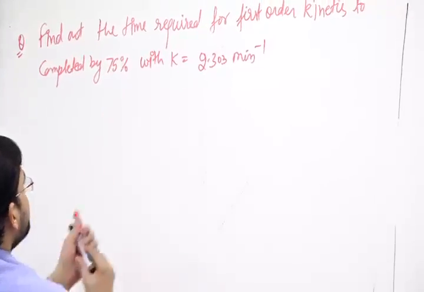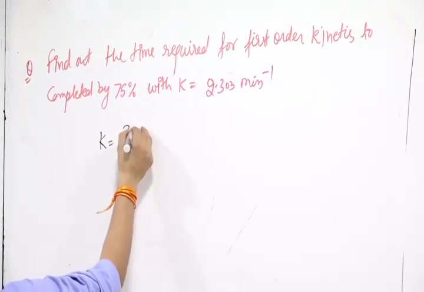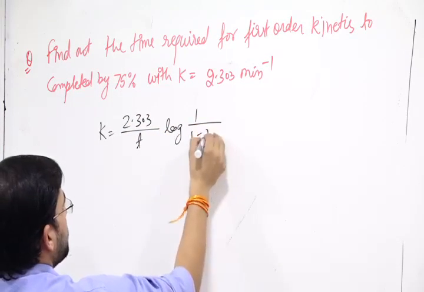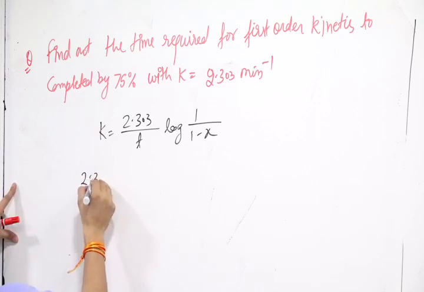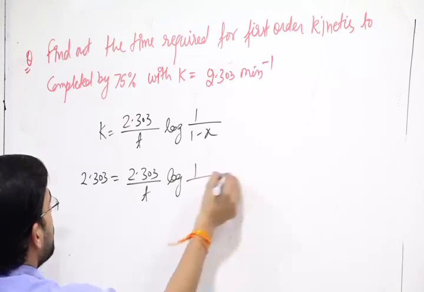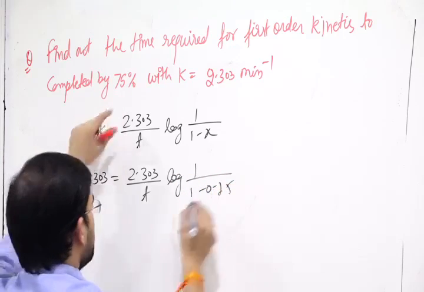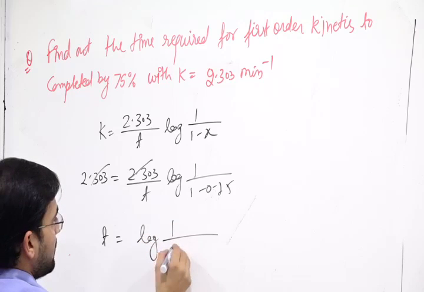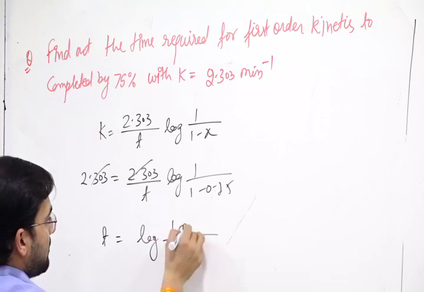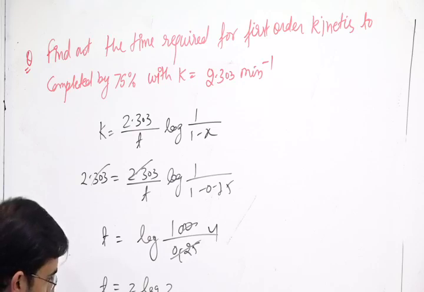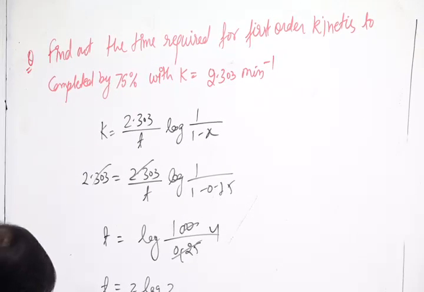We'll see now. The formula we will use is K equals 2.303 by T log of 1 by 1 minus x. K is given as 2.303, so 2.303 equals 2.303 by T log of 1 by 1 minus 0.75. This cancels. So T equals log of 1 by 0.25, which is log 4. So T equals 2 log 2. It means 2 into 0.3010. So T equals what?